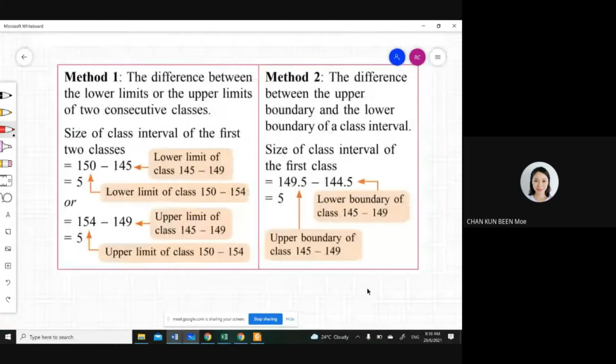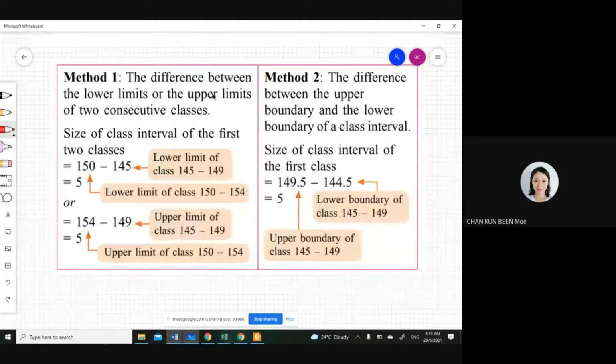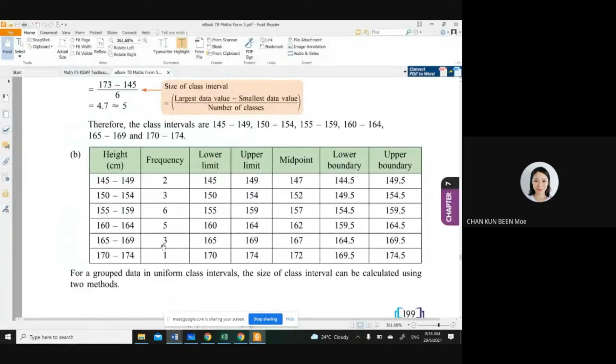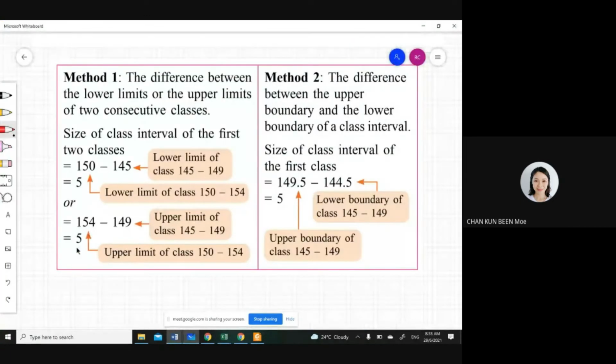Method 1 is the difference between the lower limits or the upper limits of two consecutive classes. For example, it is 150 minus 145. You can refer to this, the lower limits 150 and 145, you just subtract, then you get it. Or you can use the upper limits here, 154 minus 149, you get the answer. So you can see that is the answer, using the difference of the lower limits or the difference of the upper limits.